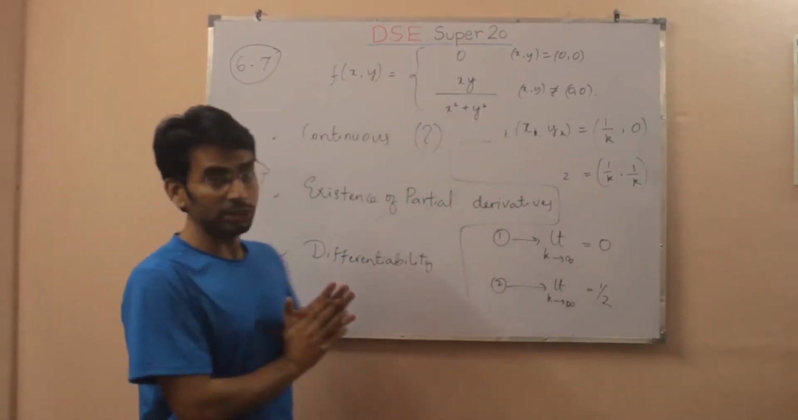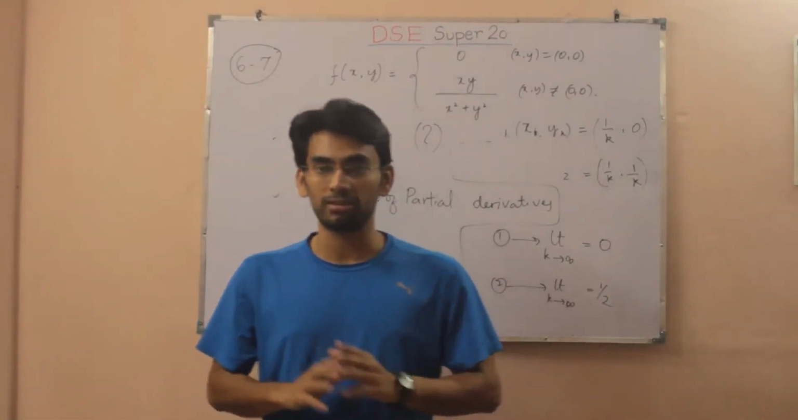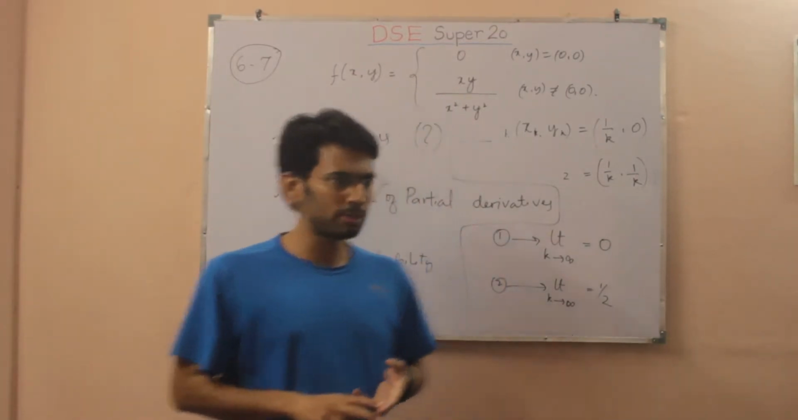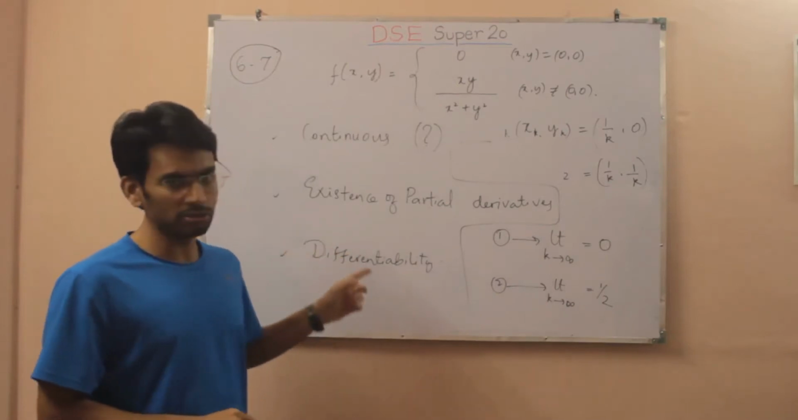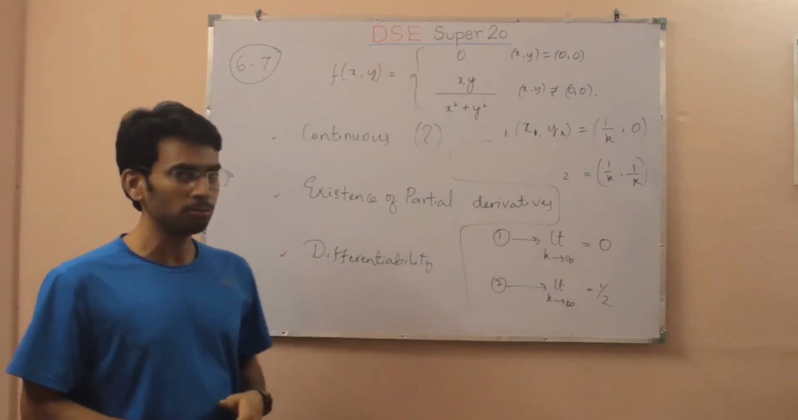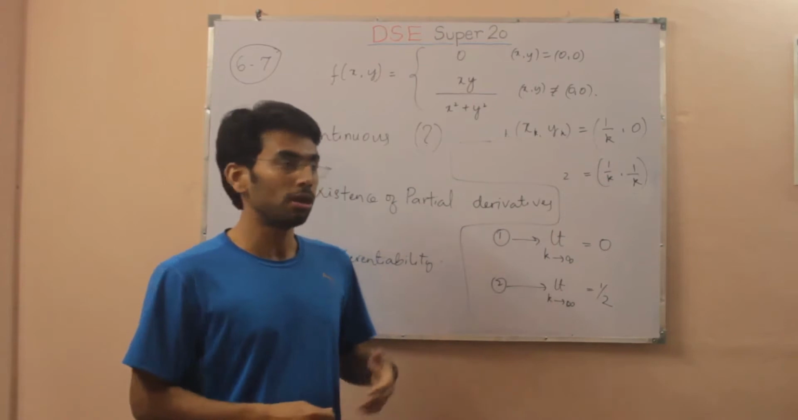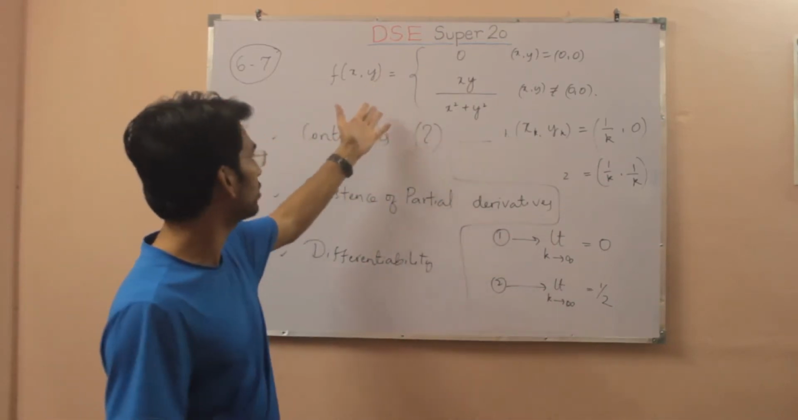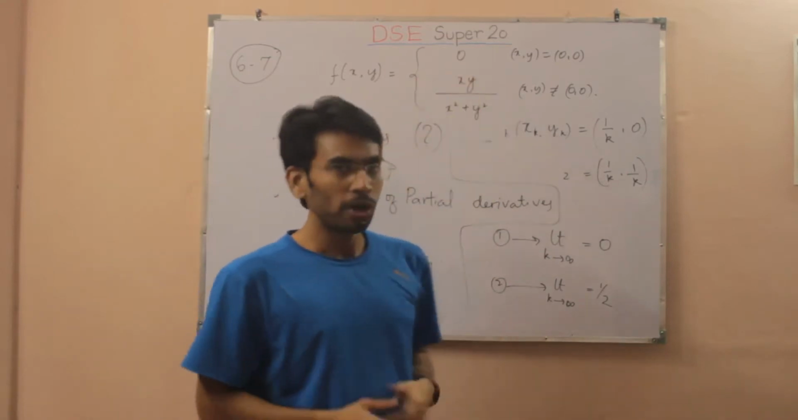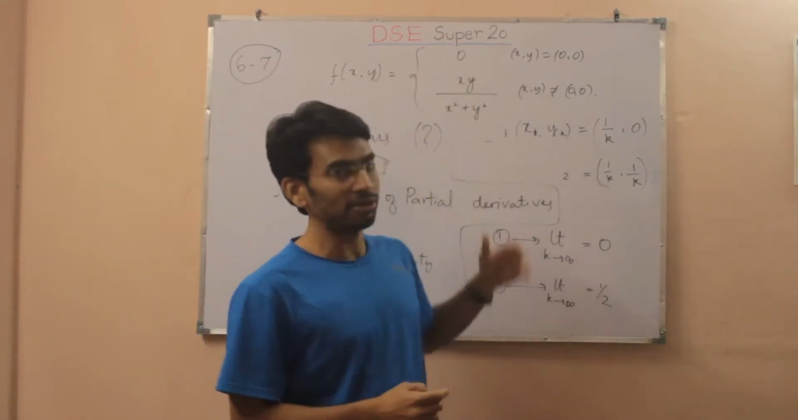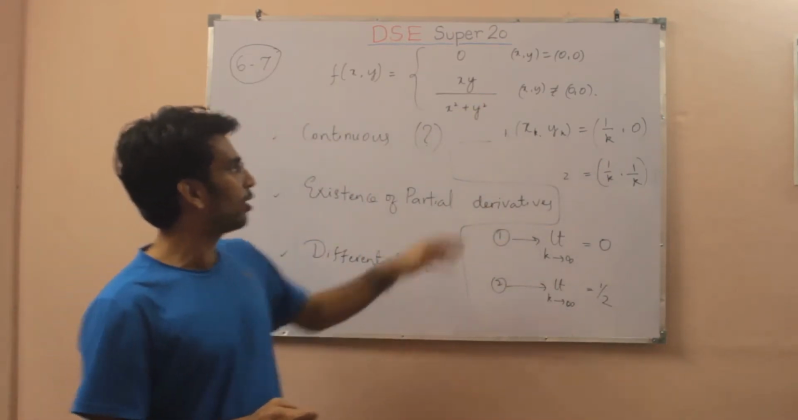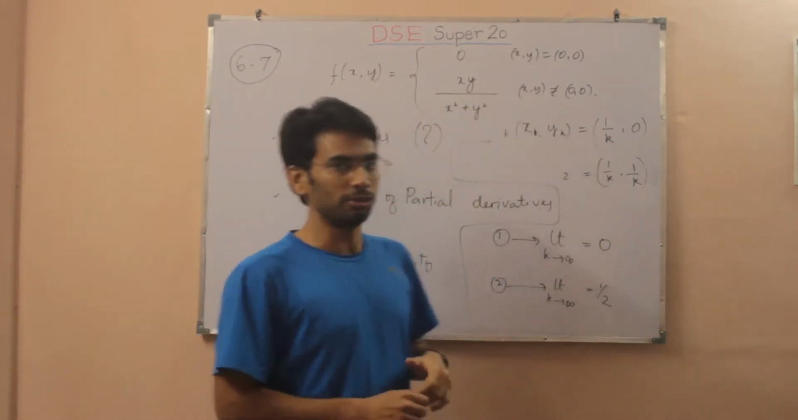Okay, let's try to understand and solve question number 6 and 7. Well, this question concerns three concepts: continuity, existence of partial derivatives, and differentiability of functions of several variables. And in this case, two variables. Now, you can see the given function. It equals 0 at the origin, that is when both x and y are 0, and it equals xy over x square plus y square at every point other than the origin.